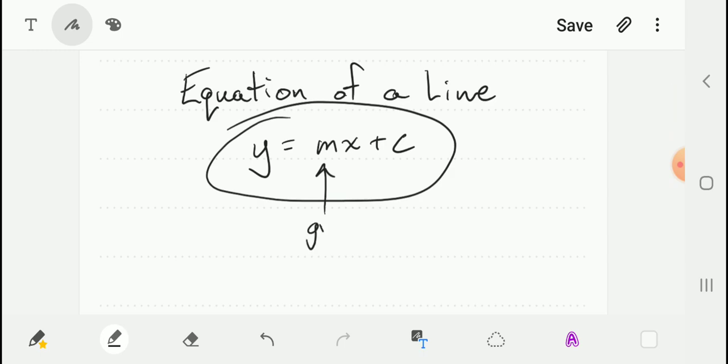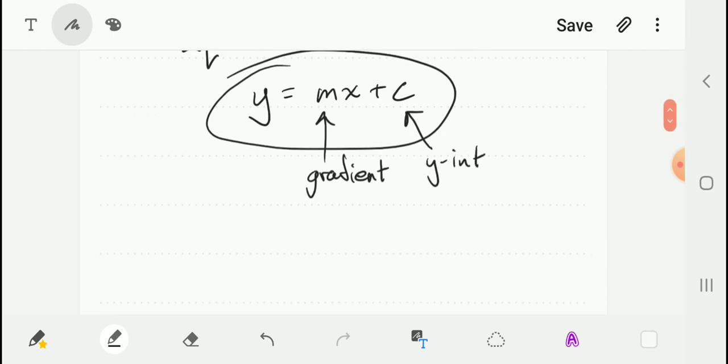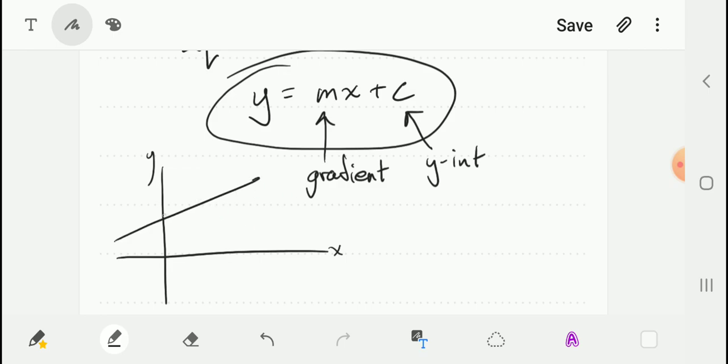M is the gradient. C is the y-intercept. So that means, if here's my x and y axes and I have this line here, the gradient is like the steepness of it. If I go up 1 and over 2, our gradient would be 1 over 2, because the y value goes on top. We go up by 1, across by 2. So that's gradient.